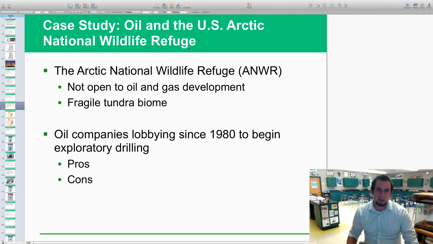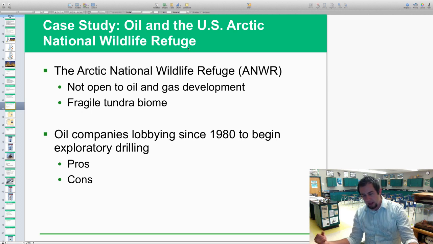One of these case studies is the oil in the Arctic, and we've heard of this a lot. The U.S. Arctic National Wildlife Refuge, or the ANWR. It's not open to oil and gas development. It is a fragile biome, being the tundra. There are a lot of interesting species like polar bears, Arctic foxes, and musk oxen that live in that area. But since the 80s, people and lobbyist groups of oil companies have been trying to do exploratory drilling in those areas for oil, because there are oil reserves underneath it. The problem is that it's going to tamper with that fragile ecosystem.